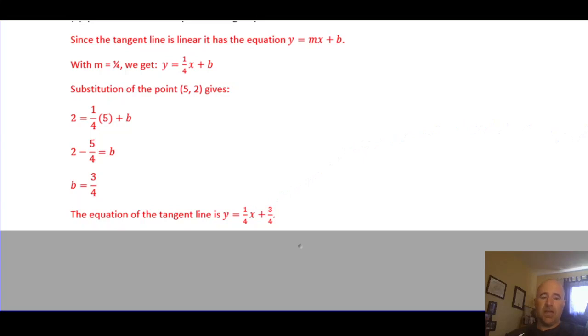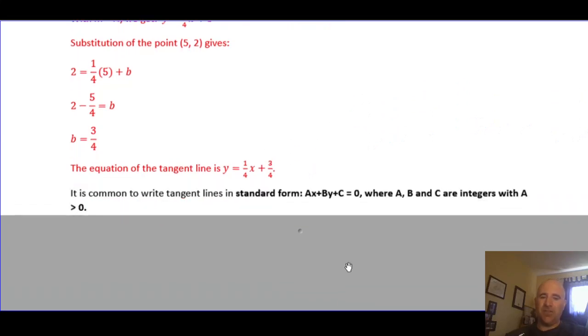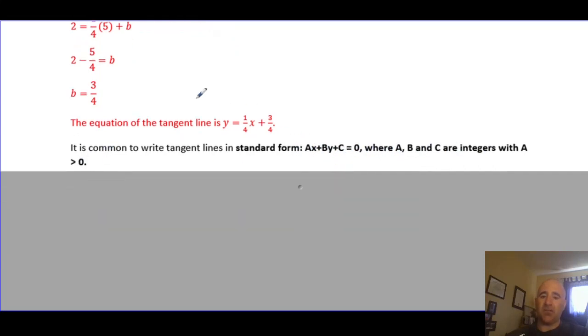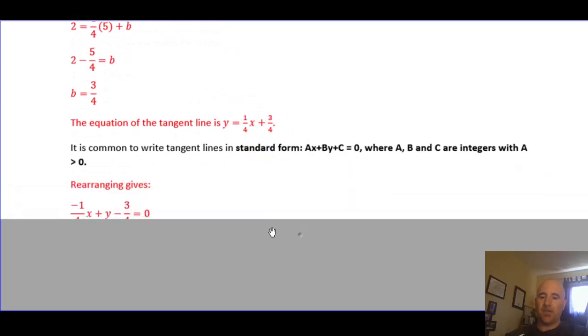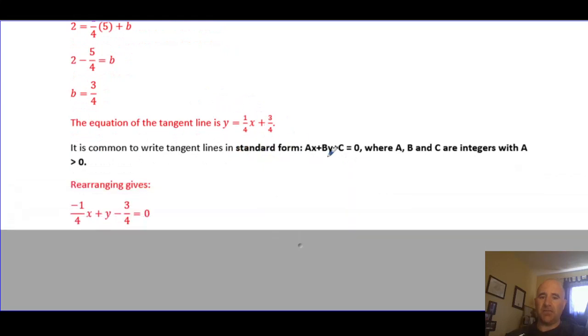And there you go. Now, it is very common, though, to write tangent lines in standard form as well, which is ax plus by plus c equals 0, where a, b, and c are all integers, and a is also greater than 0, a isn't negative. So to do that, I can rearrange this. Okay, I bring everything to the left side, so it's equal to 0.